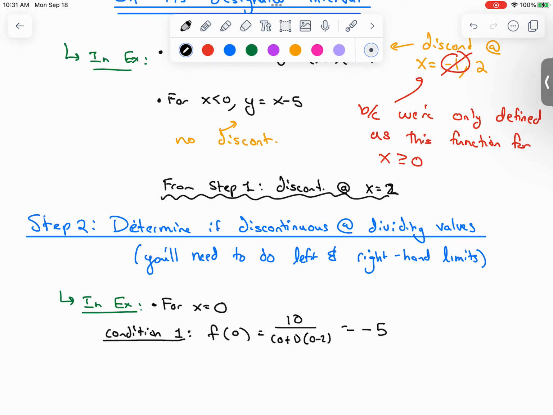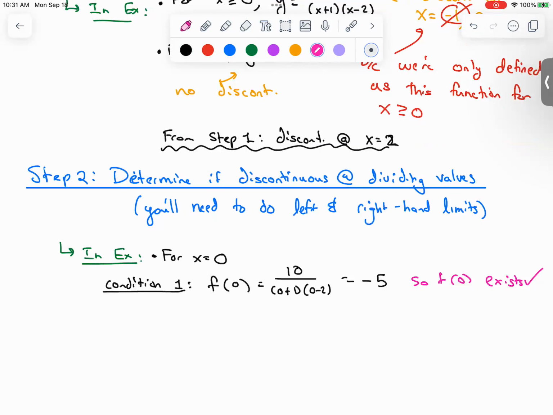Now I'll explain why we still need to check condition 1. A lot of students will make the mistake of just checking condition 2, i.e. the limit, and then saying it's good, because most of the time that's enough. But you'll see why we need to do it once I talk about it. Condition 2.